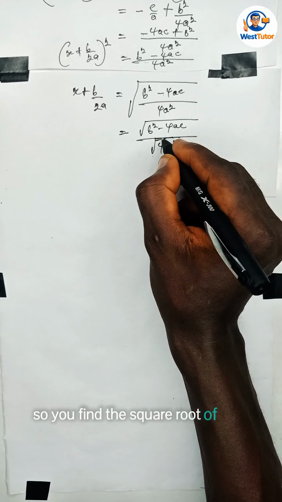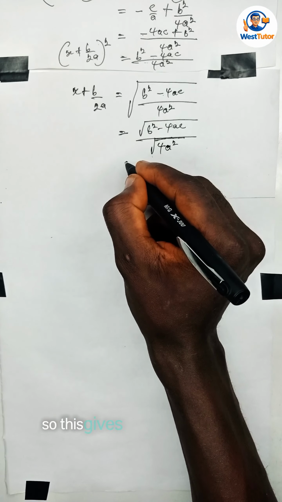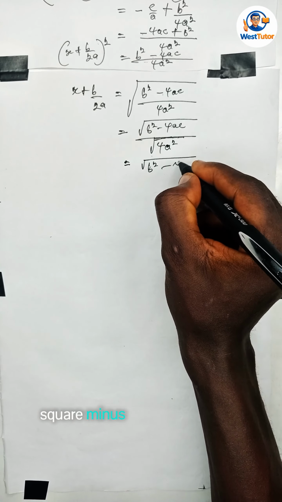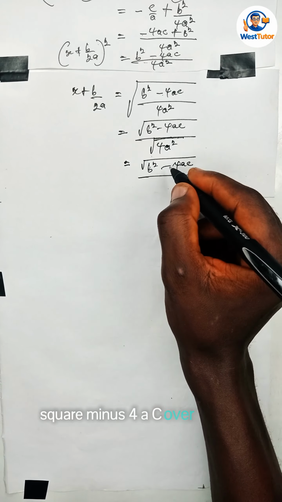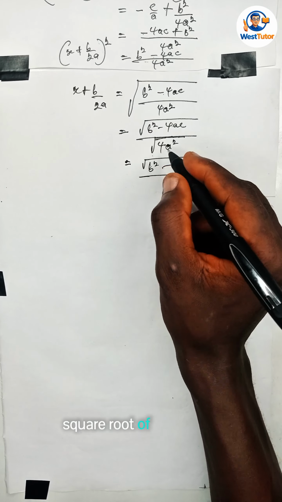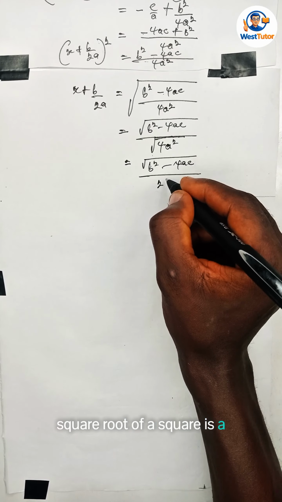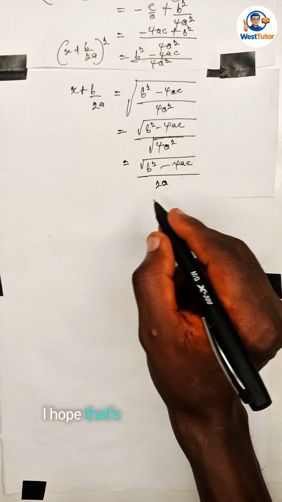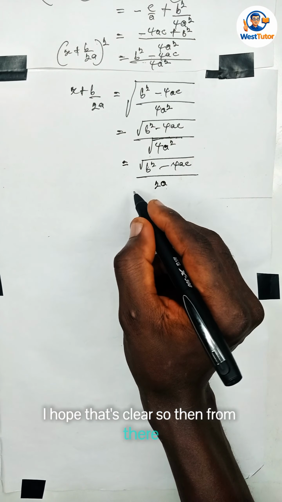So you find the square root of 4a squared as well. So this gives us the square root of b squared minus 4ac over the square root of 4a squared. Square root of 4 is 2. Square root of a squared is a. So this gives us 2a. I hope that's clear.